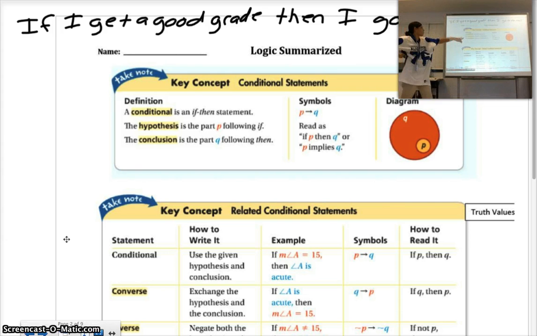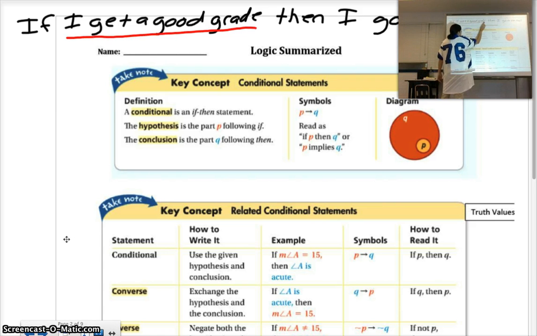Okay, so the hypothesis is what follows the if. So if I get a good grade, then I go to the mall. So what is the hypothesis? If I get a grade. Not the if part. I get a good grade. Only this piece right here is the hypothesis. You don't include the if, just this piece right here. Okay?